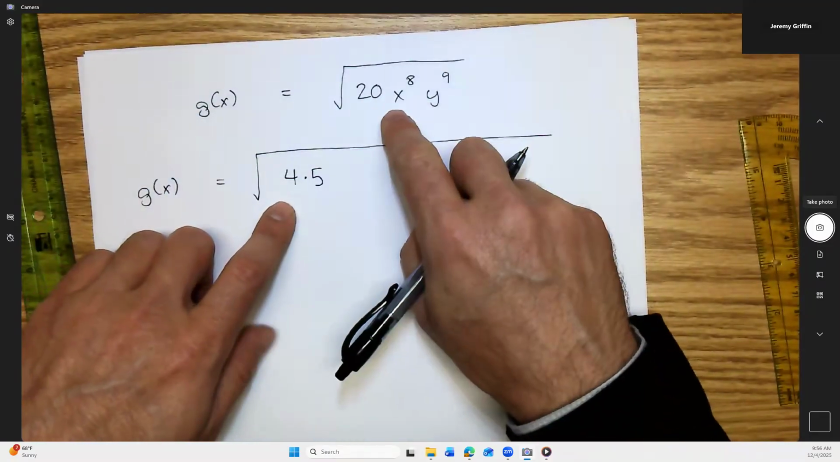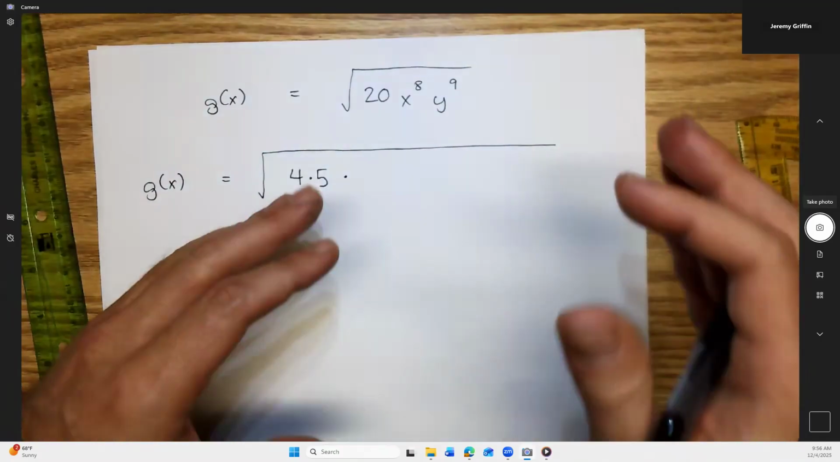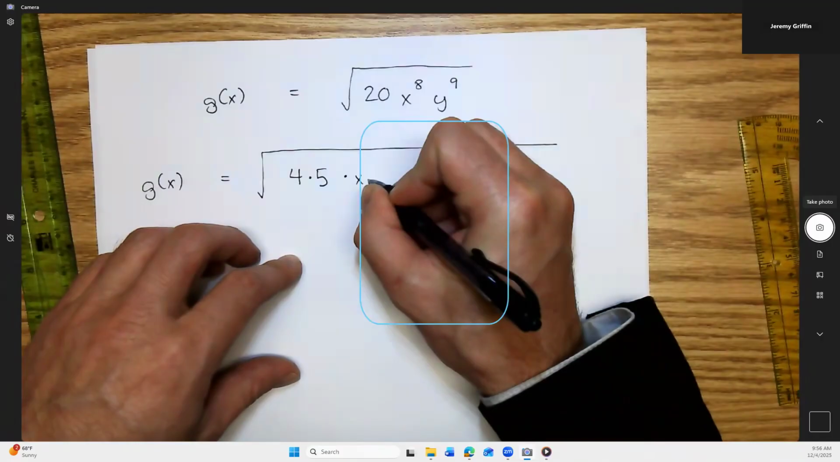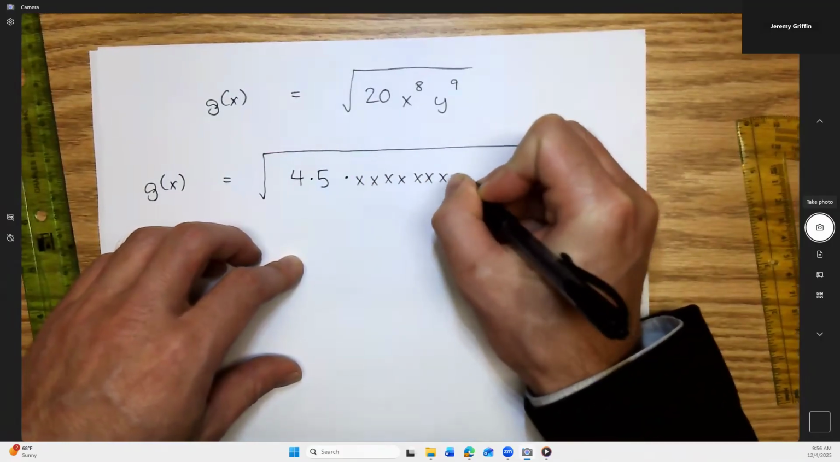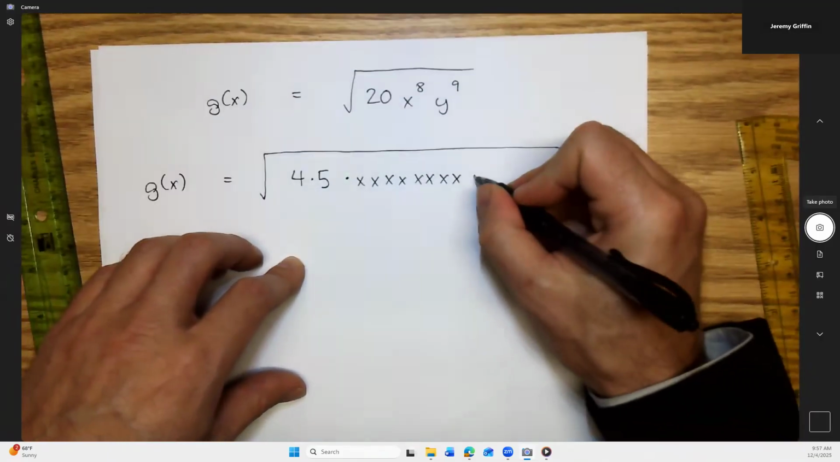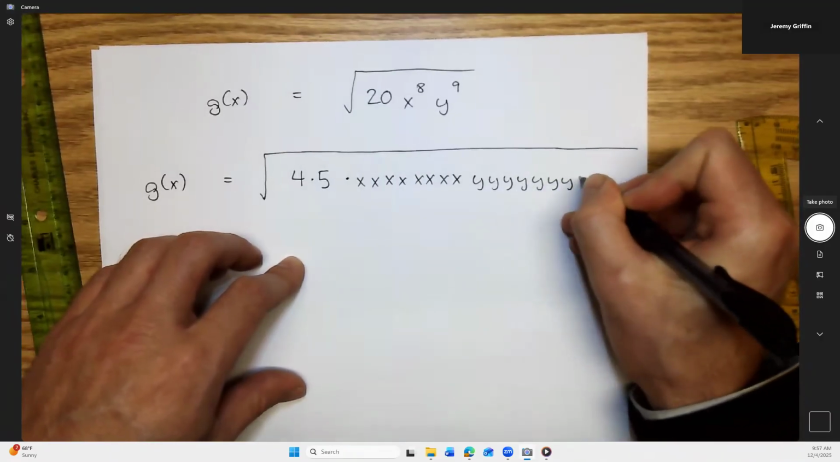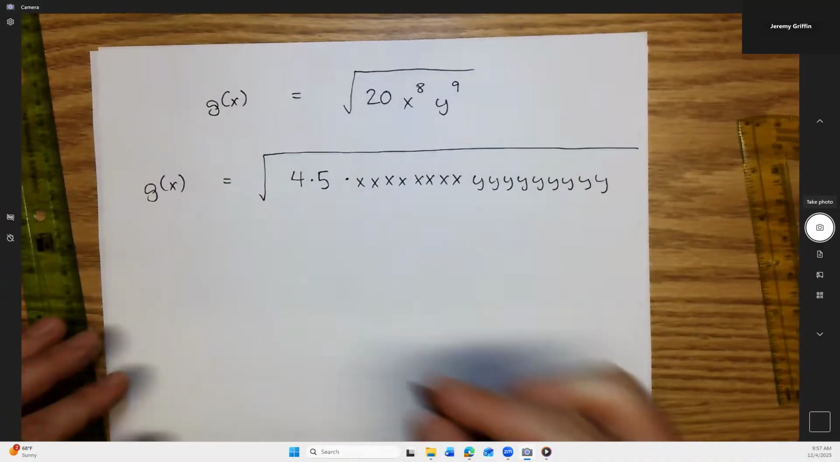Okay. Now, x to the 8. What I'm about to write, you don't necessarily have to do. I'll give you guys a visual. Could that be 8 x's multiplied? 1, 2, 3, 4, 5, 6, 7, 8. And y to the 9, that's y times y, 3, 4, 5, 6, 7, 8, 9. Okay. So I can fully expand that out.